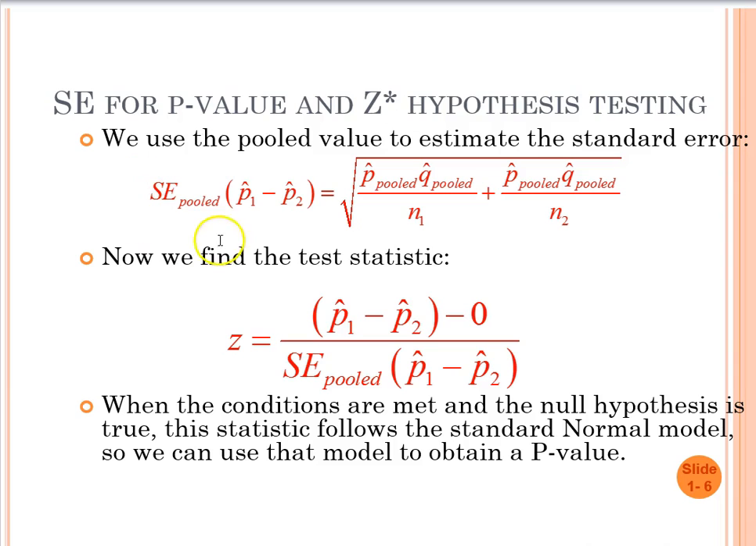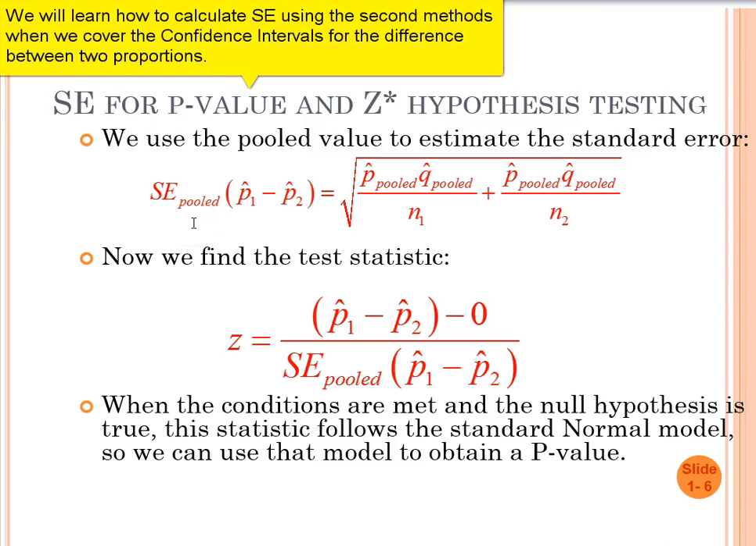I will show you here how to calculate what's called the pooled standard error. The pooled standard error assumes that the two groups are the same, and that's what we're doing under the null hypothesis. We're assuming group 1 and group 2 have the same proportion or the same rate, and so we're going to use that information to calculate what's called the pooled proportion. Once we have that pooled proportion, we can calculate our standard error and use that in calculating our z-statistic.